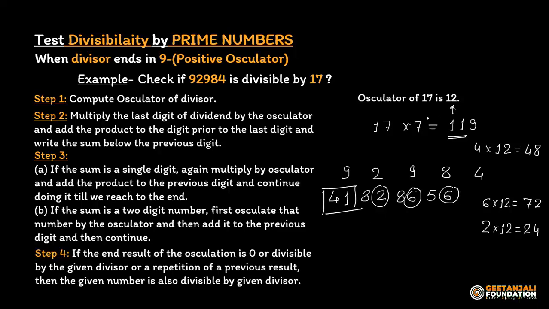Now, is 41 divisible by 17? No, it is not divisible by 17. So the final oscillation result is not divisible by 17. So the given number 92984 will not be divisible by 17.